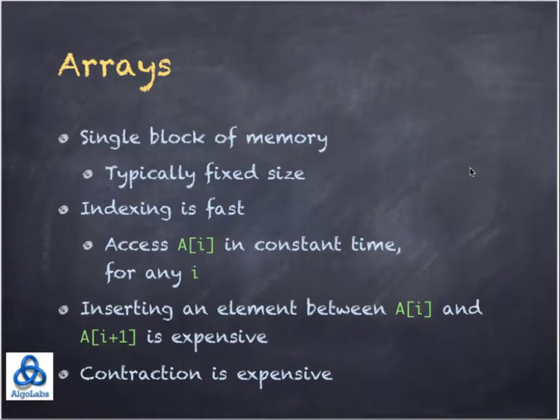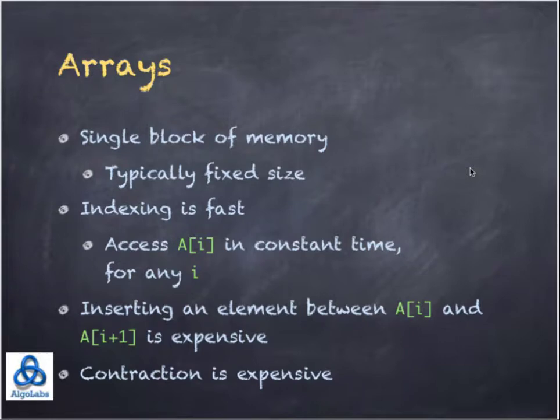The main feature of an array is that it's a single block of memory. So it's a sequence of values which is stored one after the other in the memory, and typically the size of an array is fixed in advance. The main advantage of doing this is that we can get to any element very fast. Since everything is in a row, we know that we can find the ith element by starting at the first element and then marking off i blocks of the size of the element.